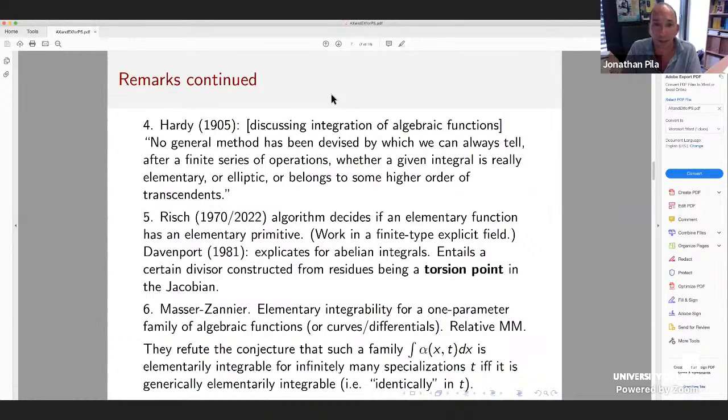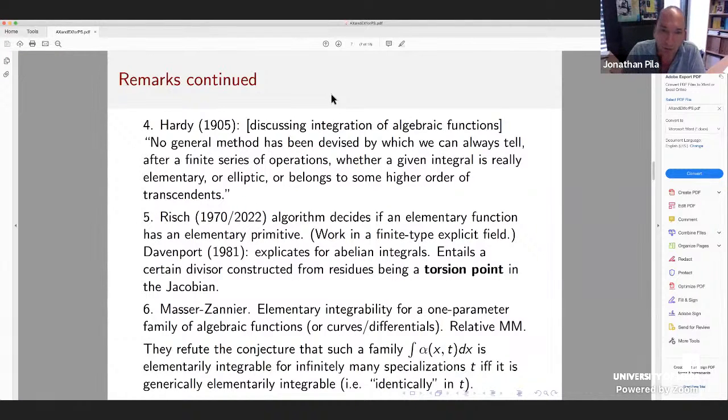So this is an algorithm that will decide this question, not only for abelian integrals, but for any elementary function. So you can iterate logs and exps and algebraic things, and then you can ask, is that thing elementary? So Masser and Zannier, in a series of papers, explored elementary integrability for a one-parameter family of algebraic functions, or if you like, for a one-parameter family of curves and differentials.